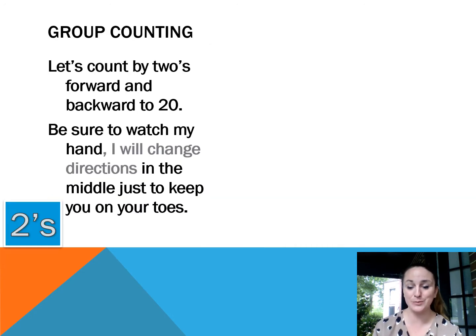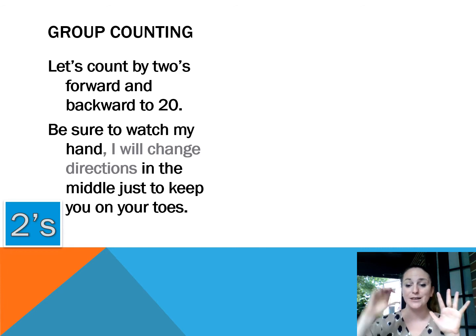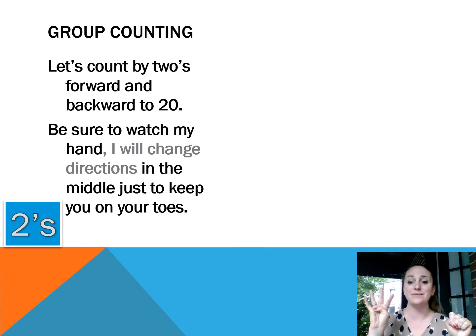Let's group count. Let's count by twos forward and backward to 20. Let's raise our fists and lead them down. Raise a finger with each count. Let's count by twos to 20 and go. 2, 4, 6, 8, 10, 12, 14, 16, 18, 20. Bring it down. 20, 18, 16, 14, 12, 10, 8, 6, 4, 2, 0.